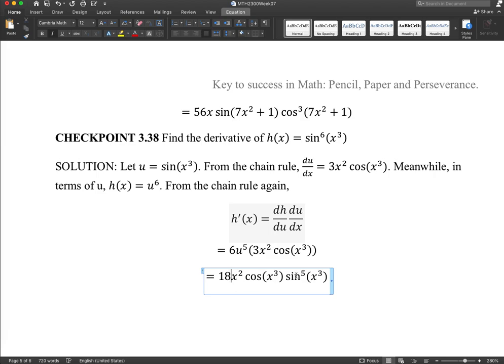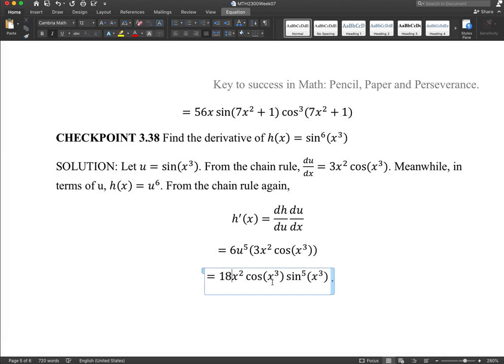Then there's the term x squared. You want to keep x squared there. Then between sine and cosine, I guess it really doesn't matter which one goes first. But anyway, in general, you want to put the term with lower power first. So I'm having cosine first this time, and then sine in the end, because sine is itself raised to the power 5. That is the derivative of the function given here, and it does require the chain rule 2 times.